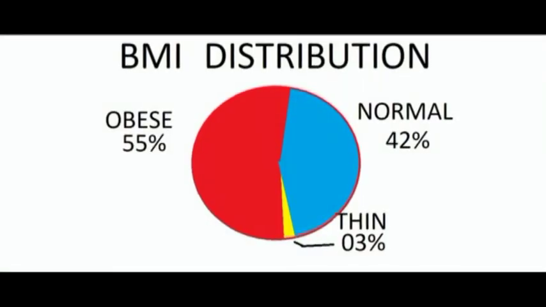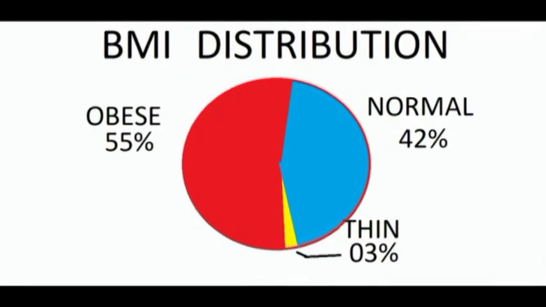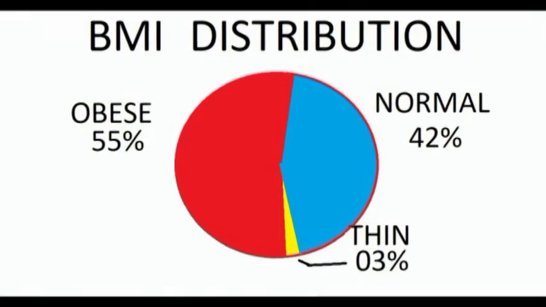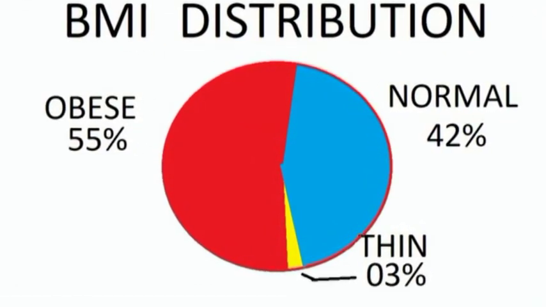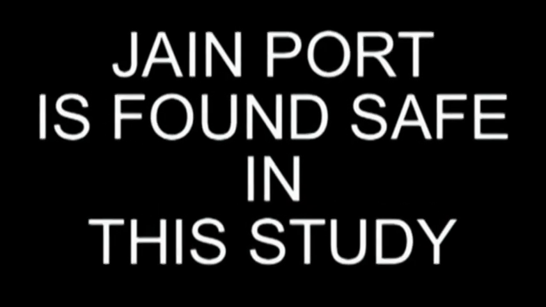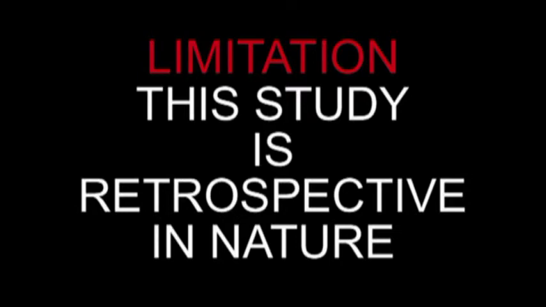BMI distribution in this study shows that about 55% cases were obese, 42% cases were normal, and around 3% patients were thin, that is BMI less than 18.5. The Jain port is found safe in this study. There is no contraindication of Jain point and the risk is only 0.04%. The only limitation of this study is the fact that it is retrospective in nature.